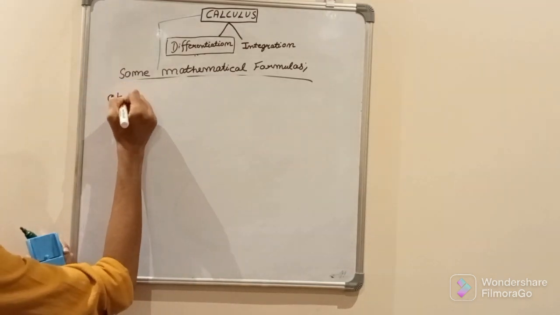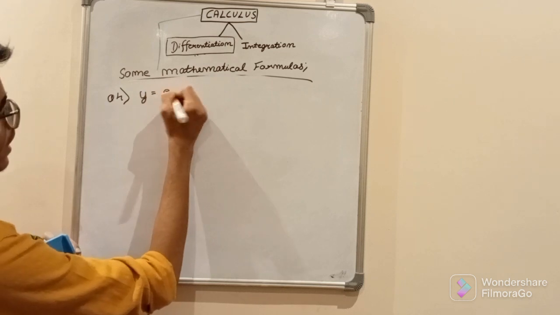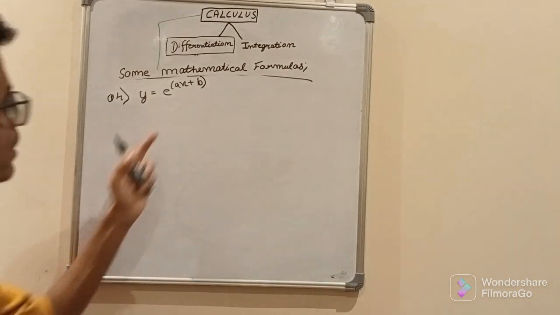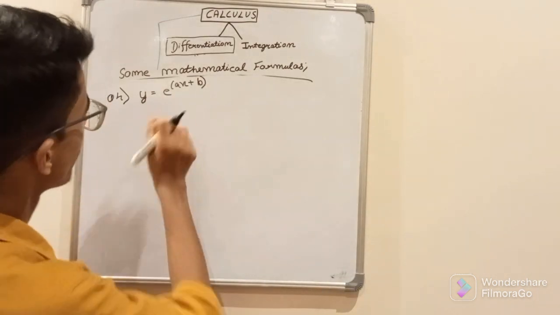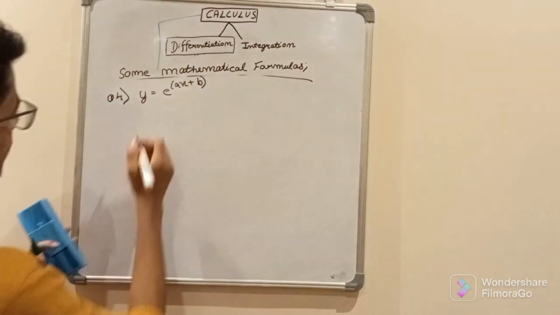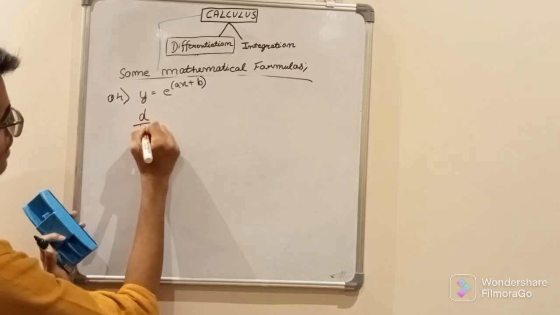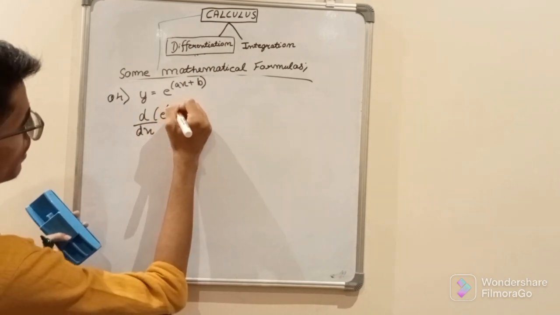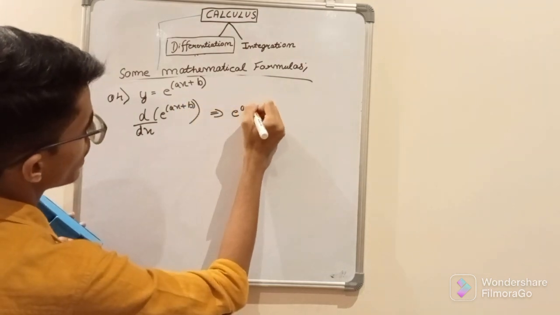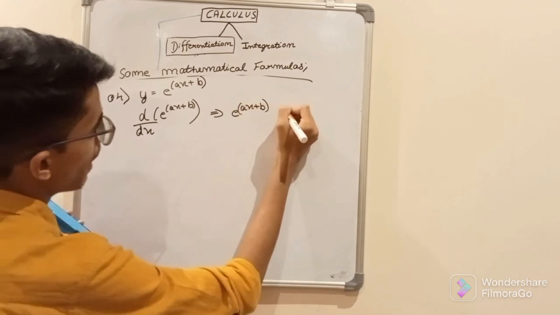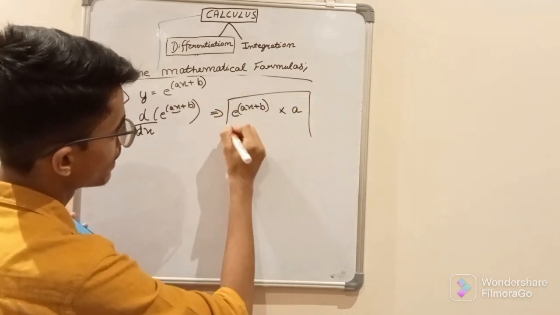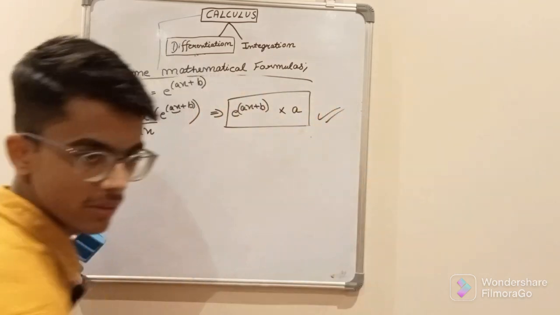Next question. y is equal to e to the power ax plus b. Now we know that this is in the form of e to the power x, and the differentiation of e to the power x is the same, that is e to the power x. So d upon dx of e to the power ax plus b is e to the power ax plus b as it is, multiplied by the coefficient of x, that is a, and hence this is our final answer.